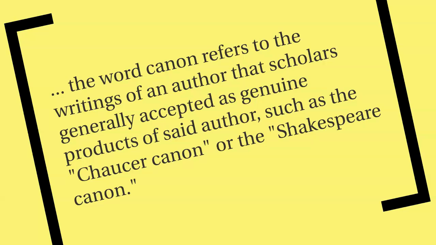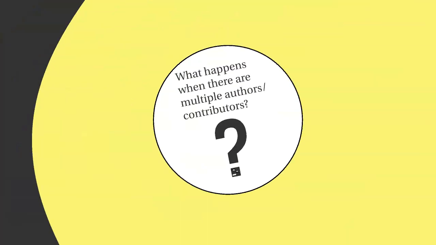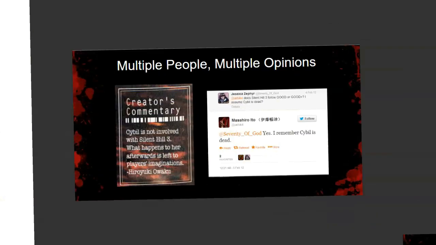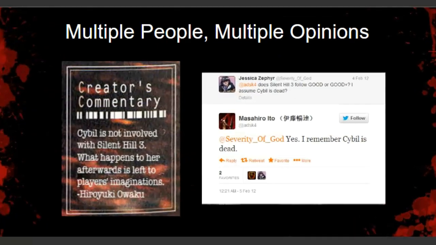So what is the Silent Hill canon? What is canon for Silent Hill? Let's go deeper. What happens when you're talking about a video game when there's multiple authors and multiple contributors? Then what's canon? Okay, so let's go even deeper. If you have multiple people, you can have multiple opinions on what things mean in the game. So these are two different sources, two different quotes. On the left is from Owaku, which says, Sybil is not involved with Silent Hill 3. What happens to her afterwards is left up to the player's imagination.